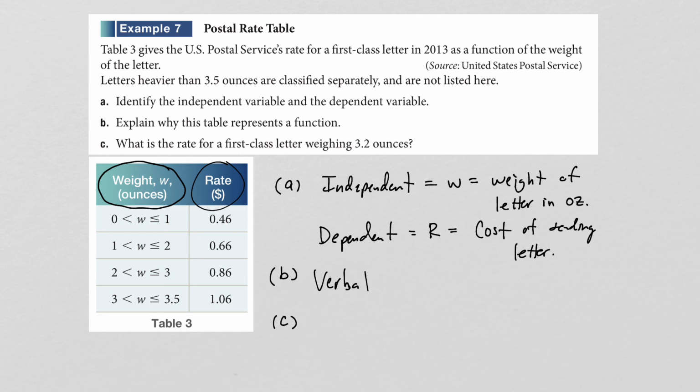And finally, for part C, what is the rate for a first-class letter weighing 3.2 ounces? Well, 3.2 ounces is a number in between 3 and 3.5. So the rate there is 1.06. So $1.06 to send a letter that weighs 3.2 ounces.